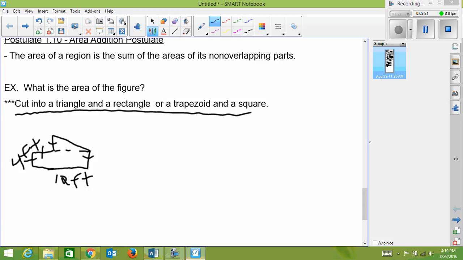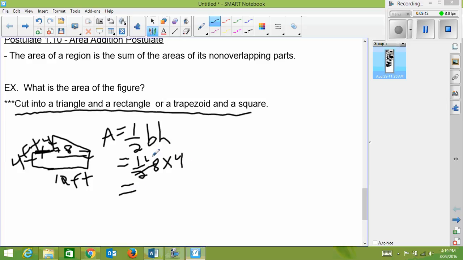And so since we know from here to here is 4 feet, what I have left from here to here is 8. And then I already know that that's 4. And wherever the right angle is, that's what you use for the bases. So the area of my triangle is half base height. And so I'm going to have half of 8 by 4, or 4 by 8, same thing. Half of 8 is 4. 4 times 4 is 16. So that area of that triangle is 16 square feet.